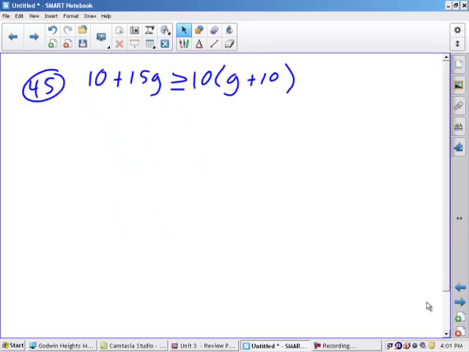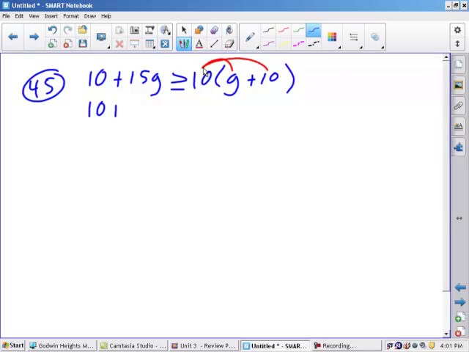Number 45, they want to find out what the solutions are, so we need to go ahead and solve it. And if you go through your steps, clear fractions, there are no fractions. I then need to distribute. I absolutely need to distribute. I get 10 on the left side plus 15g is greater than or equal to 10 times g, 10g. 10 times 10, 100, so I put plus 100. Now, I go about combining like terms on the left side. So 10 plus 15g, those cannot be combined. On the right side, 10g and 100, those cannot be combined.